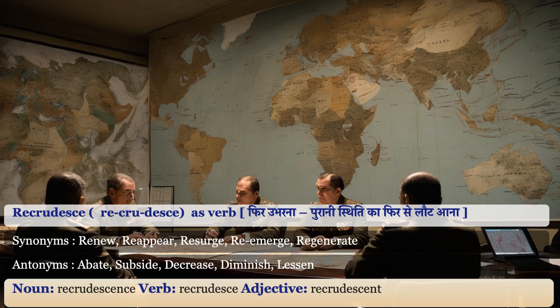Synonym of Recrudesce. Renew, reappear, resurge, reemerge, regenerate. Antonym of Recrudesce. Abate, subside, decrease, diminish, lessen. Here is the word family of recrudesce. As a noun recrudescence, as a verb recrudesce, as an adjective recrudescent.